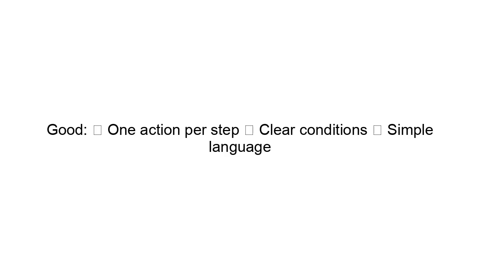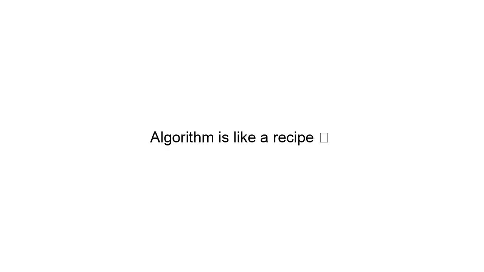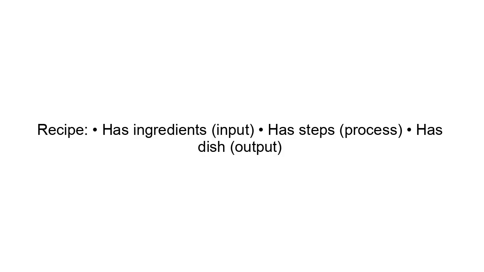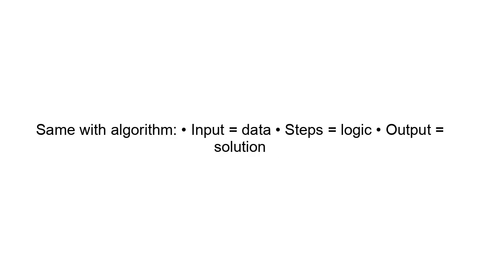Real-life analogy. An algorithm is like a recipe. A recipe has ingredients, which is the input, has steps, the process, and has a dish, the output. Same with an algorithm. Input equals data. Steps equal logic. Output equals solution.